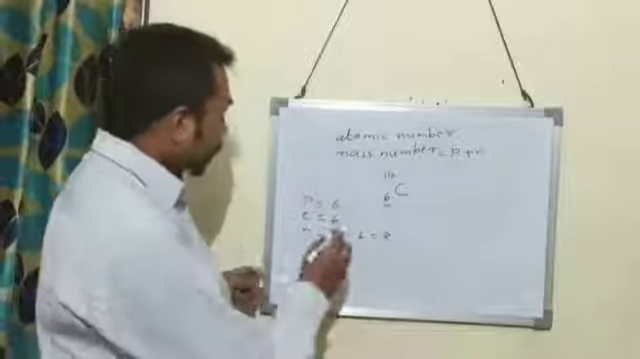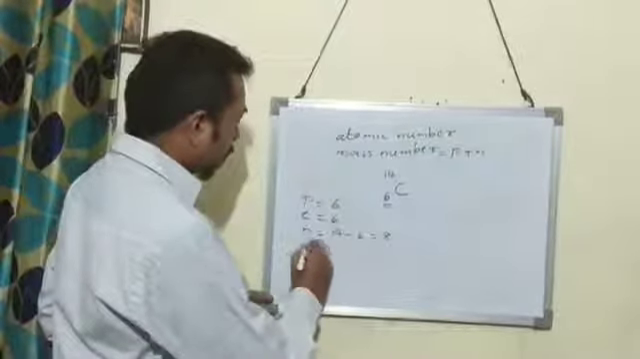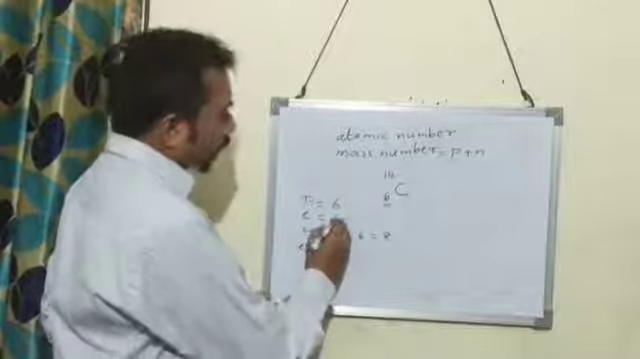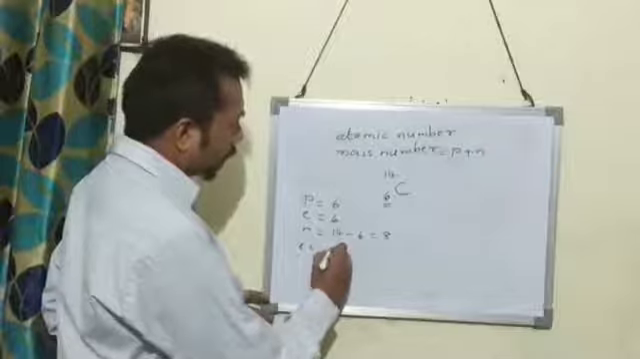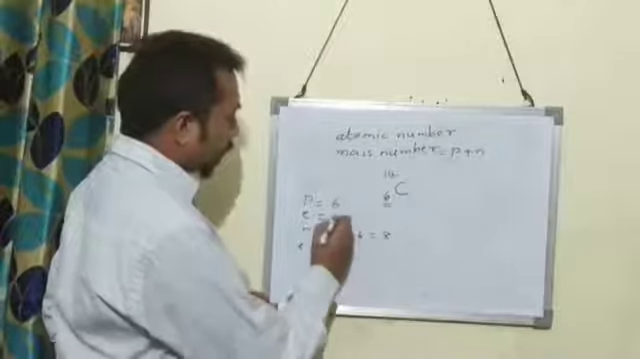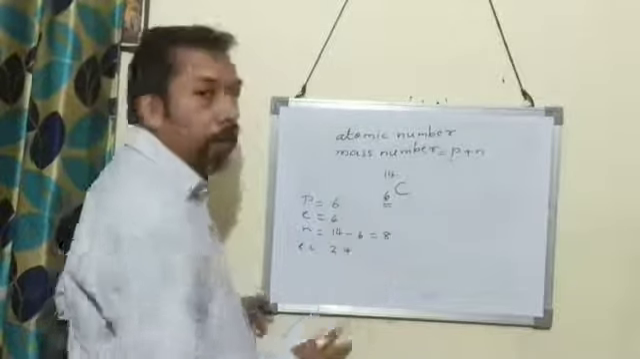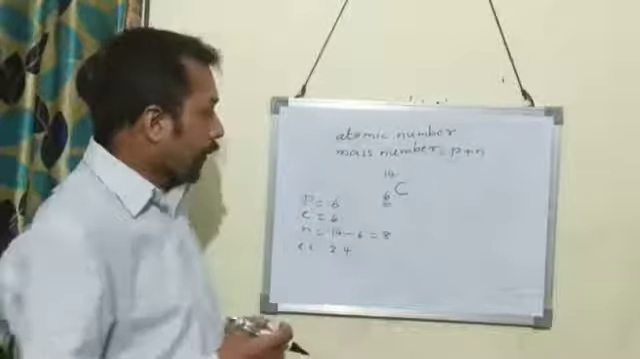Then we write the electronic configuration. 6 is the number of electrons. So when we write the electronic configuration, first we write the number of electrons in the first orbit, and the remaining is 6 minus 2, 4. So this all you studied in previous classes.